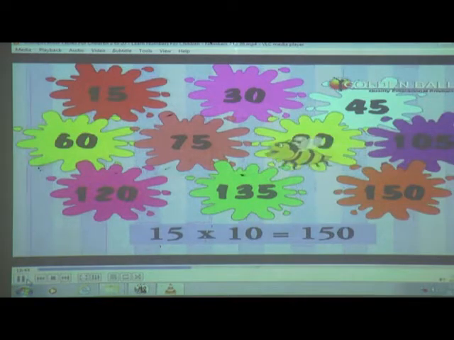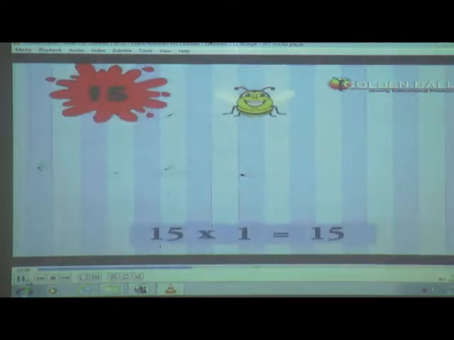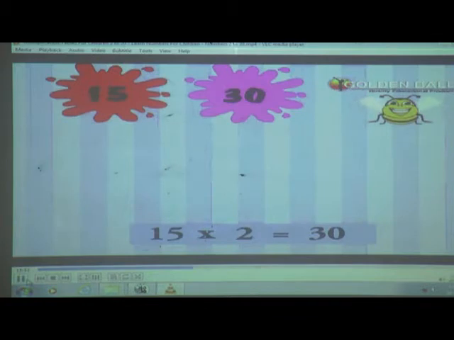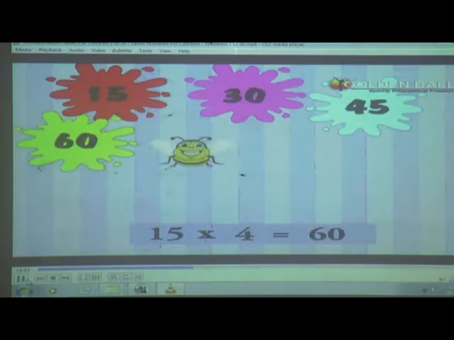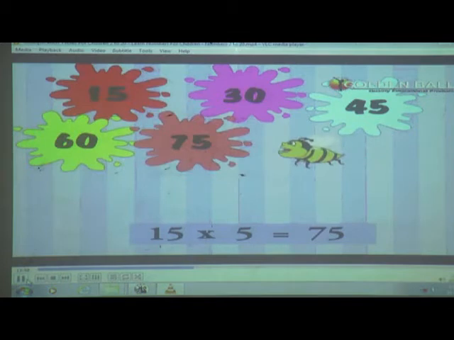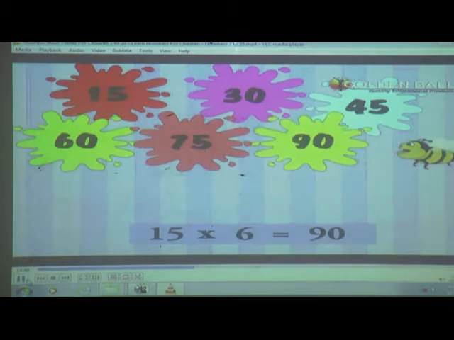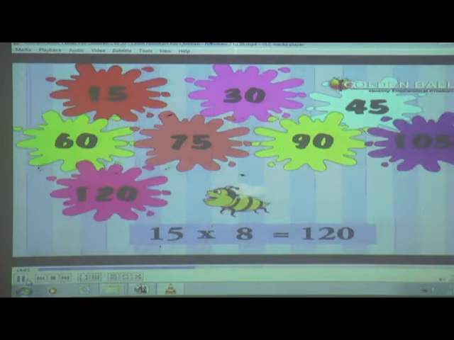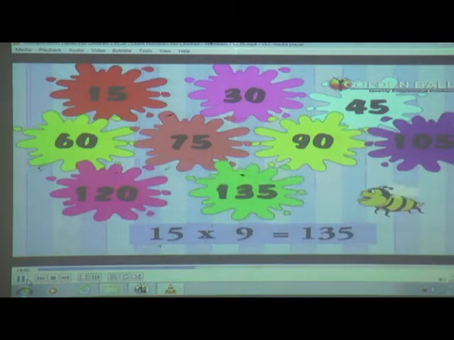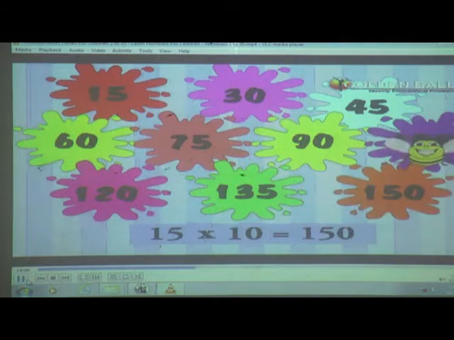15 tens are 150. Carry on. 15 ones are 15. 15 twos are 30. 15 threes are 45. 15 fours are 60. 15 fives are 75. 15 sixes are 90. 15 sevens are 105. 15 eights are 120. 15 nines are 135. 15 tens are 150.